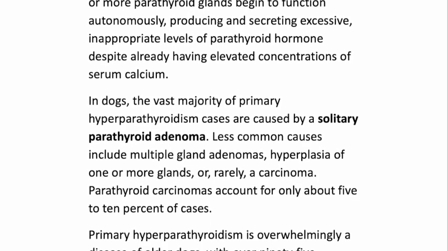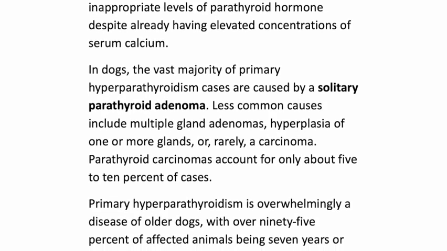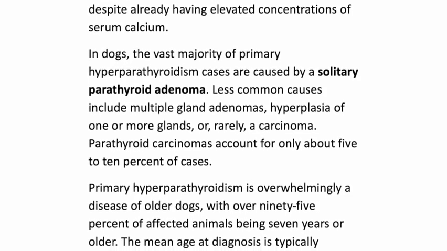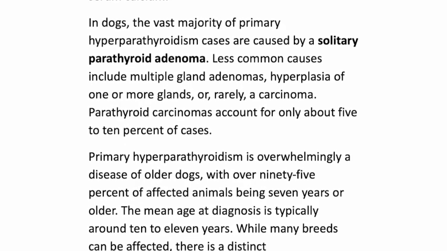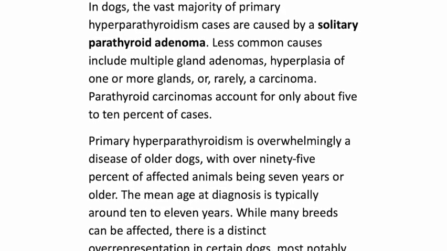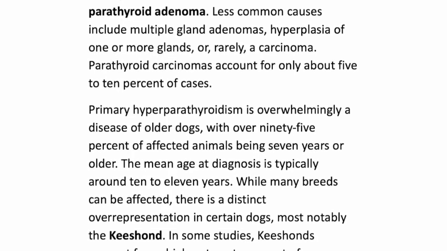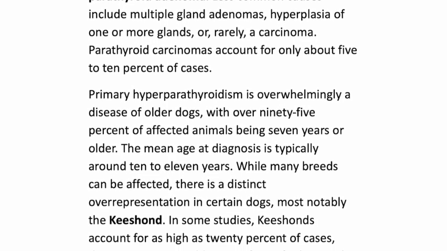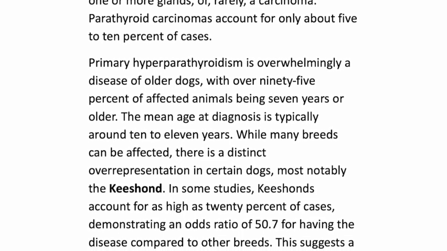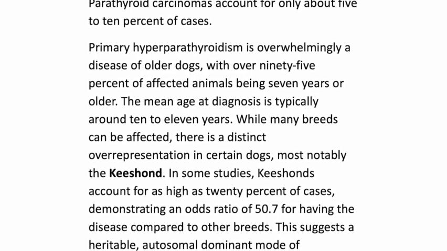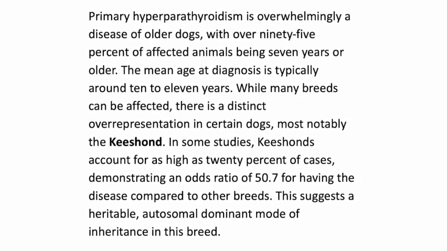In dogs, the vast majority of primary hyperparathyroidism cases are caused by a solitary parathyroid adenoma. Less common causes include multiple gland adenomas, hyperplasia of one or more glands, or, rarely, a carcinoma. Parathyroid carcinomas account for only about 5 to 10% of cases. Primary hyperparathyroidism is overwhelmingly a disease of older dogs, with over 95% of affected animals being 7 years or older. The mean age at diagnosis is typically around 10 to 11 years.